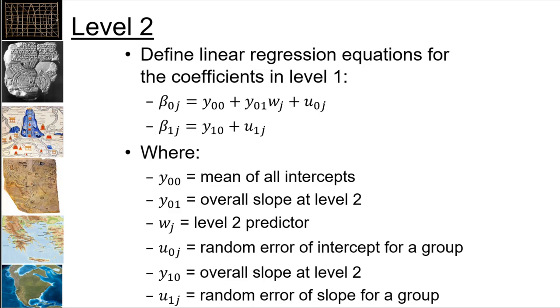So you'll see down below that gamma 00 being the mean of all intercepts. So in other words, we'll have this one equation that creates our beta zeros, the gamma 00 is going to be the mean of all the intercepts, so the average of all the intercepts. Gamma 01 is going to be the overall slope at level 2, but then W sub j changes the slope. So the slope of the equation that predicts our intercepts at level 2 is then used in level 1 as a coefficient.